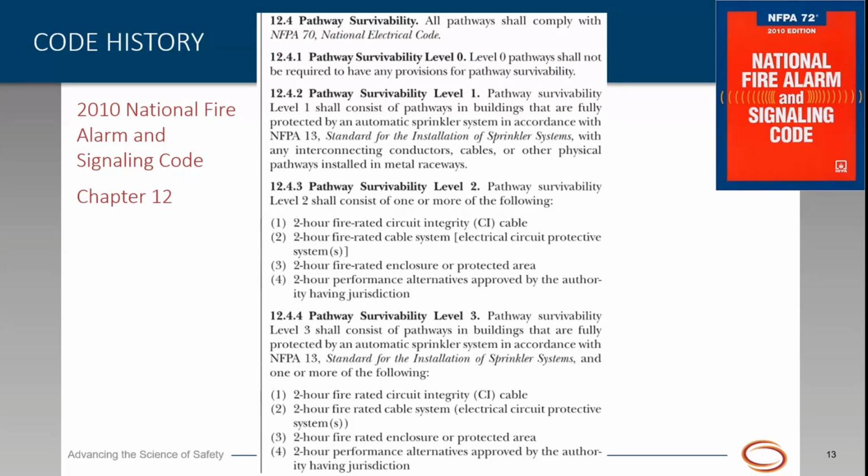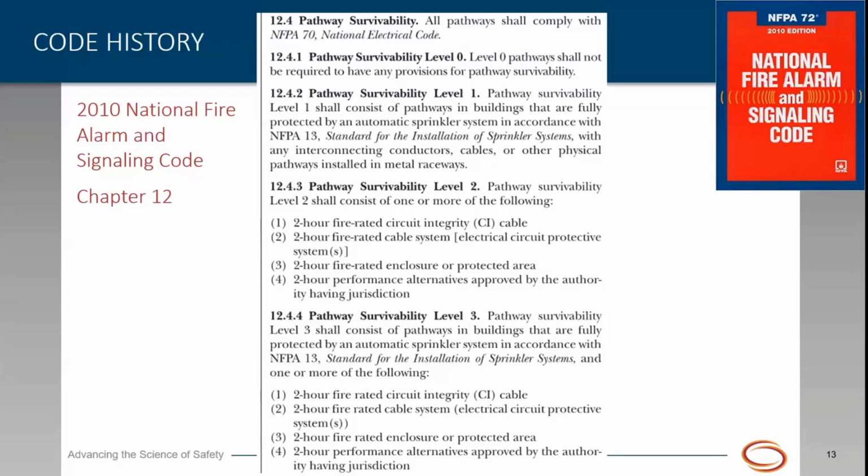We have these levels 0 through 3. Level 0 is basically no survivability. Level 1 is a fully sprinklered building and metal raceway. That's an "and." Level 2 is pathway survivability using any one of those four methods, like CI cable or an electrical circuit protective system, or rated enclosure, or a performance alternative. And then level 3 is a combination of having a fully sprinklered building plus one of the four methods.